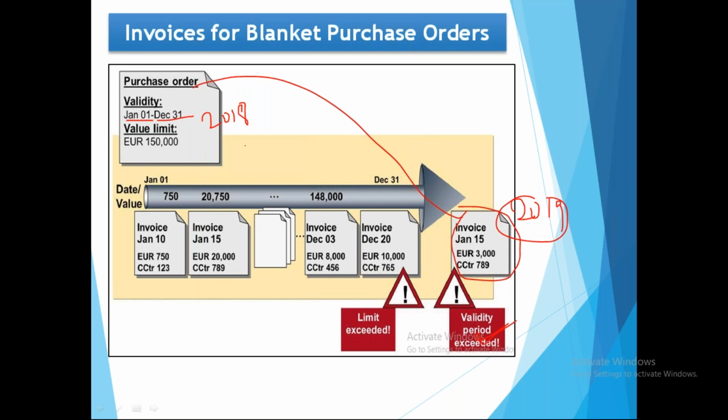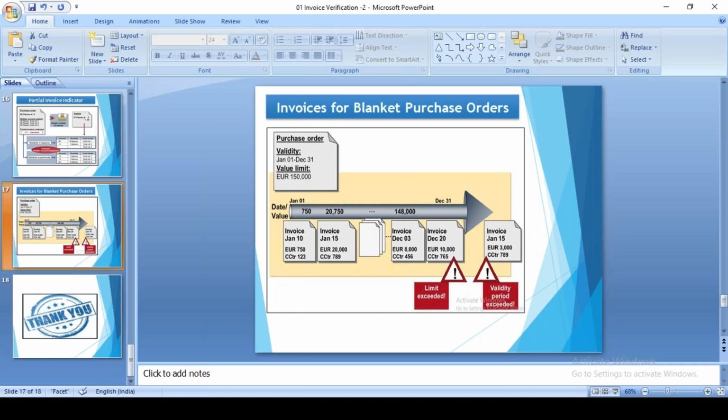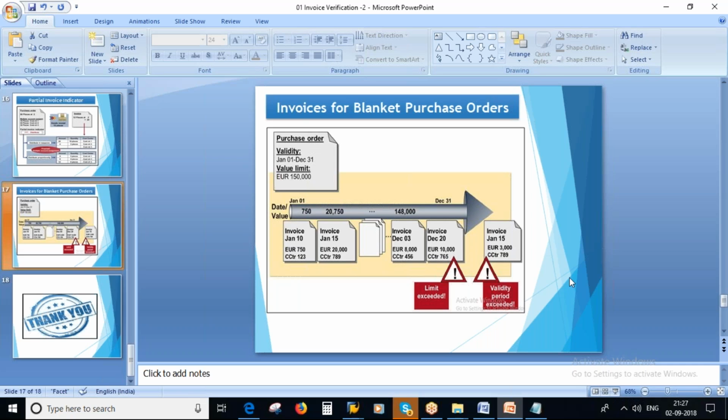So in case of blanket purchase orders, when you do invoice verification, the system will always check whether the limit is exceeded or the validity period is exceeded. That is what the system will check. Okay. So this is all about invoice verification part 2.